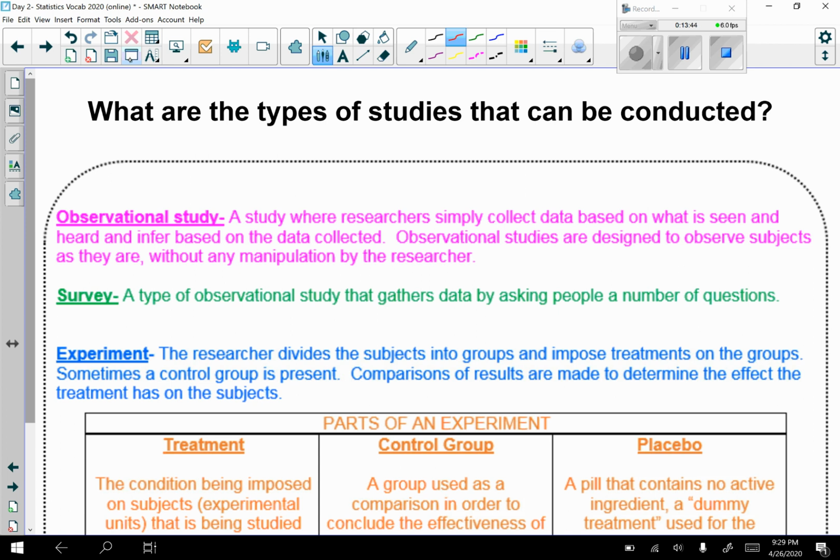A survey is a type of observational study, but it's specific when you're just asking questions. An experiment is the key one here. An experiment has to have a few different components. They have to have different groups and treatments. That's important. And typically we have a treatment group and a control group. We don't have to, but we usually do. And the other thing that I'd like you to add here is there is usually some kind of randomization process in how you assign people to either the treatment group or the control group.